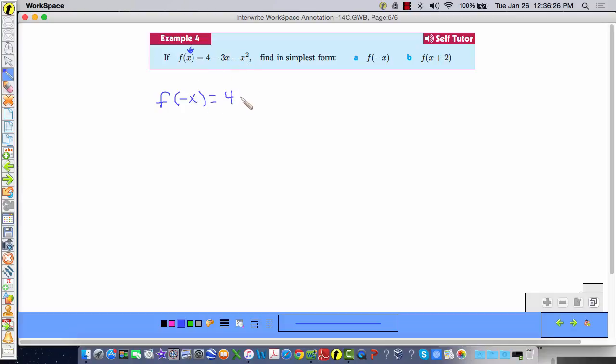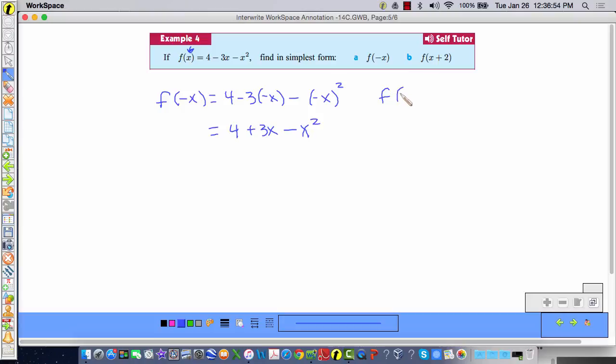So this becomes 4 minus 3, and instead of x, I am replacing it with negative x, minus from right here, and then I'm going to have negative x squared. Parentheses, pretty darn important there. So this becomes 4 plus 3x minus negative x squared is positive x squared, but we still have the minus out there. So there we go.